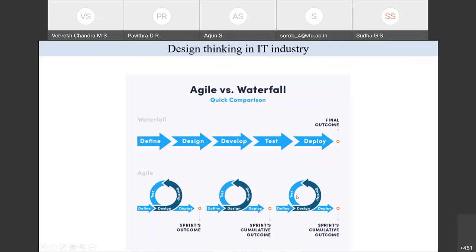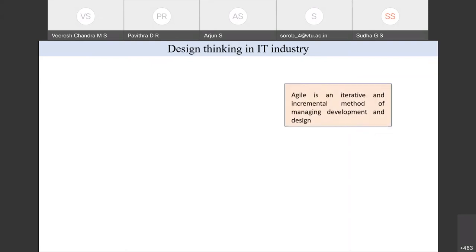So what are the advantages here? The advantages are that the output is visible to the customer very clearly. So at every stage, the output is visible to the customer very clearly and open for feedback.